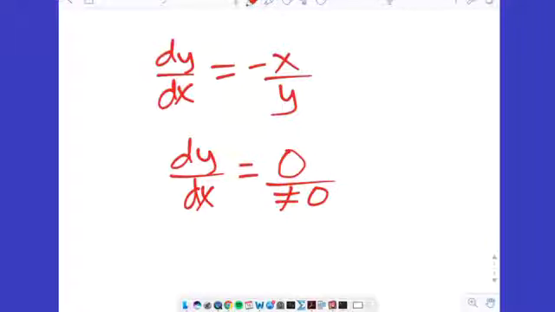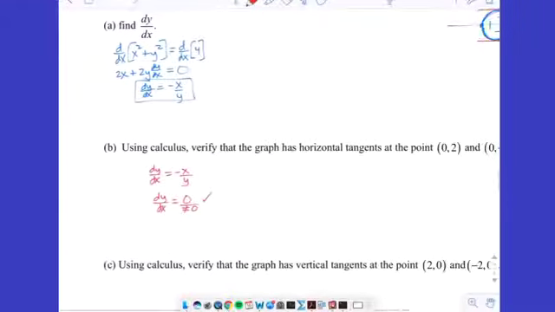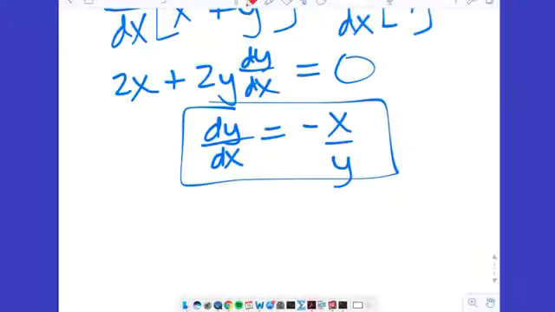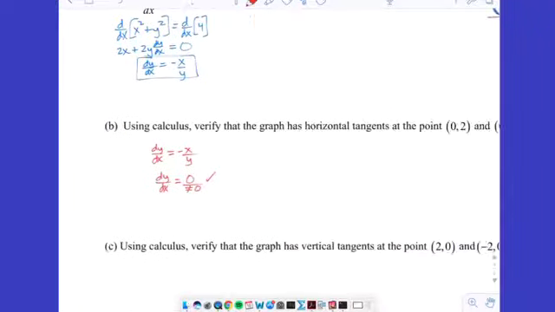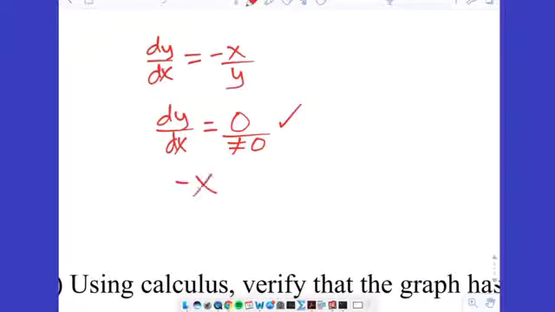Because it's a ratio, it's only going to be a horizontal tangent if only the numerator is equal to 0. So by saying that, you're going to earn a check. That's going to show the equation you're solving. Now we'll take the numerator, and I'll just associate the negative with the x on the top. I'll just take the numerator, negative x, and set it equal to 0. Take the numerator, set it equal to 0, and now solve, and you get x equals 0.